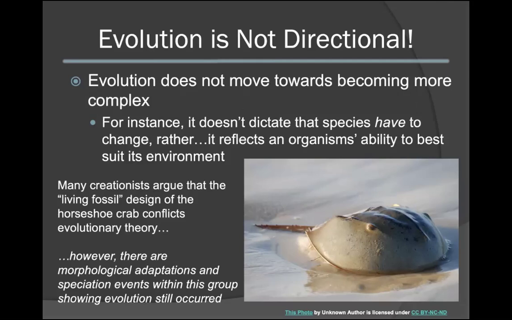For instance, many creationists argue that the horseshoe crab is considered to be a living fossil, and that its design and lack of change over time since the fossil record strictly conflicts modern-day evolutionary theory. However, if you take a closer look, you will note that there are some morphological adaptations that have occurred, as well as various speciation events that have occurred within this group of organisms, thus demonstrating that although there aren't many changes, evolution is still occurring.